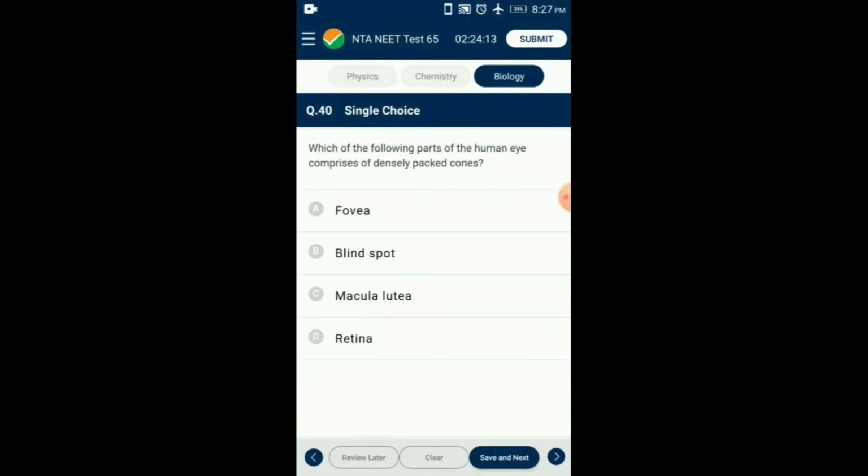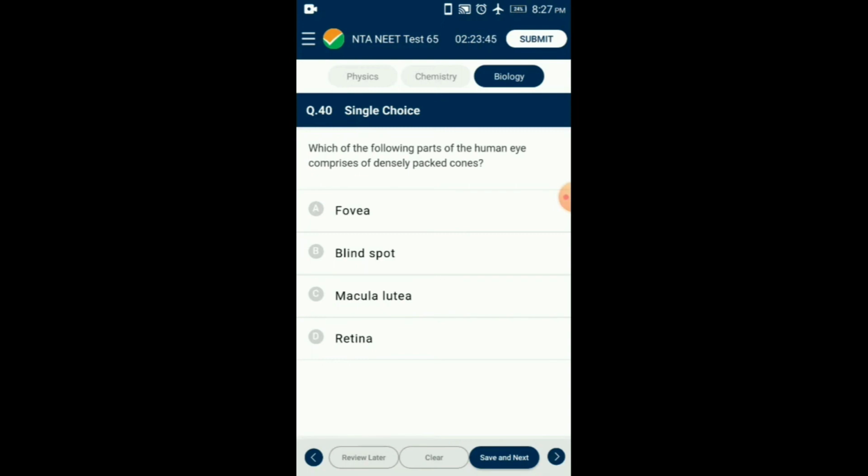Question number 40. Which of the following parts of the human eye comprises of densely packed cones? The optic nerves leave the eyes and retinal blood vessels enter it at a point medial to and slightly above the posterior pole of the eyeball. Photoreceptor cells are not present in that region and hence it is called as blind spot.